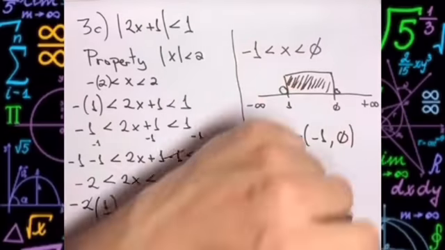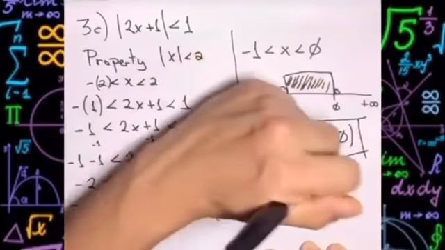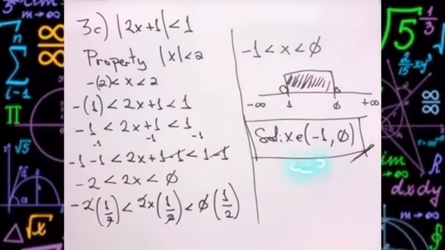And then the analytical solution: all x numbers in the open interval from minus 1 to 0. There you go. That is the solution to all 3 warm-up problems. We're going to move on to slightly more complicated problems in the next video in order to speed up the learning pace of absolute value and its properties.